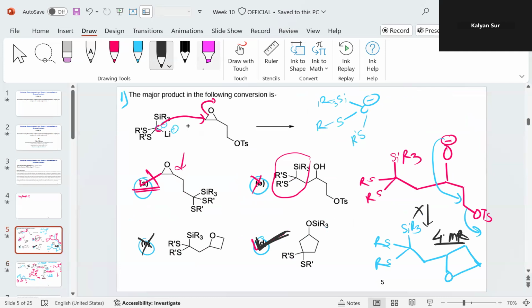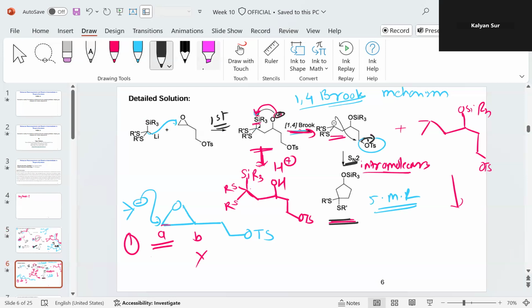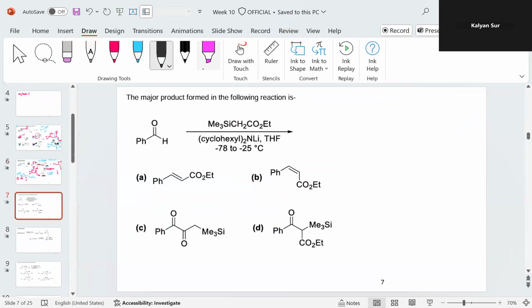So this was the first question from today's session, which involved epoxide ring opening followed by the 1,4-Brook reaction mechanism. We'll move toward the next question. In this question, the major product formed in the following reaction.